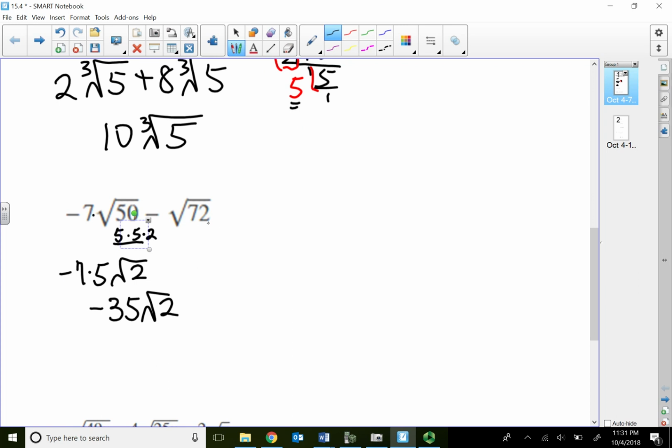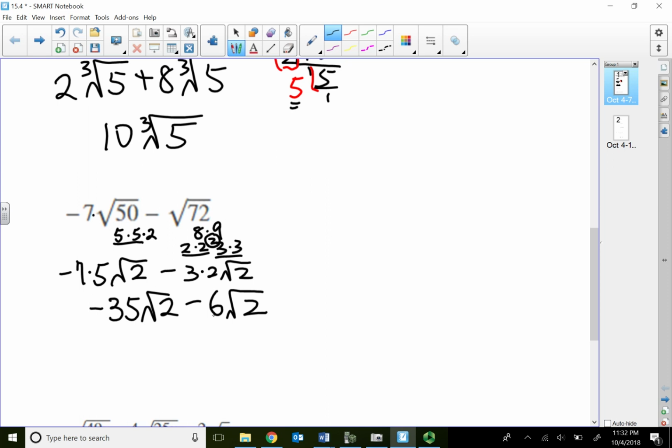All right, let's break down this 72. I know 8 times 9 is 72. I know 9 is 3 times 3. I know 8 is made out of three 2's. So these 2 3's will go outside as one of them. Oh, sorry, I put it in the wrong spot. I'm going to put it right here. 2 3's go outside as one, 2 2's go outside as another one. This 2 has to stay on the inside. So 3 times 2 will be 6 times square root of 2.